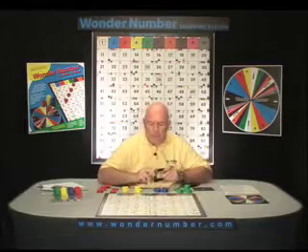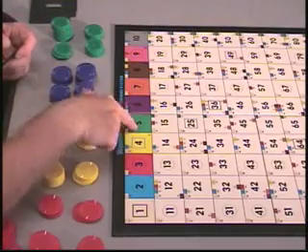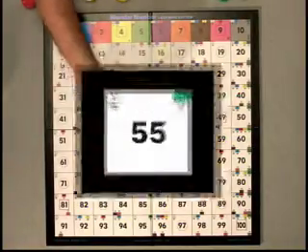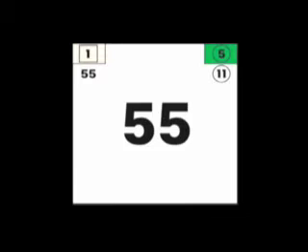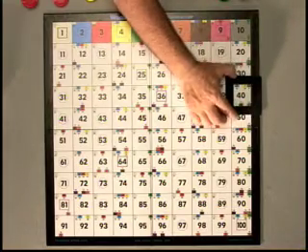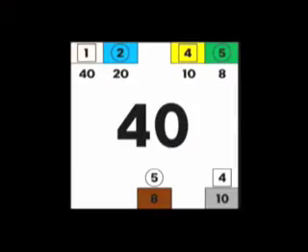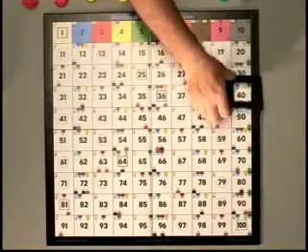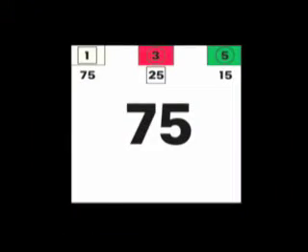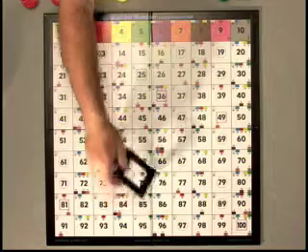The next one we could look at is the multiples of 5. The multiples of 5 are all green. If you look on the board, we have 55. 55 is a multiple of 5 because it has a green 5. 5 times 11 is 55. If we choose 40, we see that 40 has a green 5. 40 is a multiple of 5 because 5 times 8 is 40. And one more would be 75. 75 is a multiple of 5 because 5 times 15 is 75.